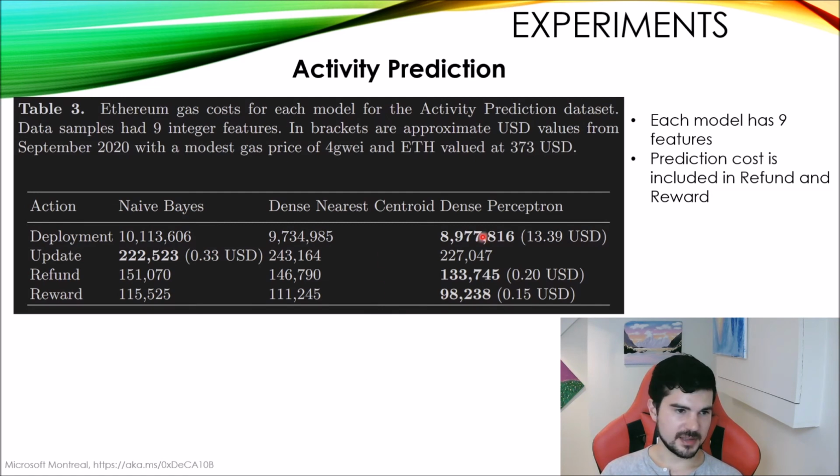So again, like before, the perceptron is usually the cheapest, with the naive Bayes actually coming close here, and that's most likely because there's so few features here. If we were to have a lot more features, which I've done other experiments with, you would see these costs being very high, especially for this dense nearest centroid classifier.